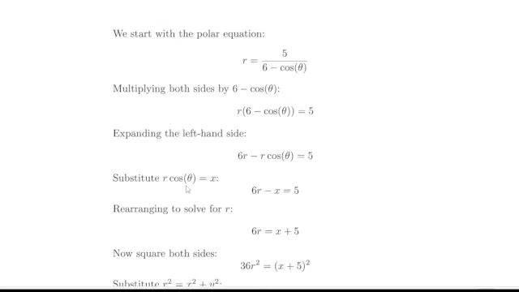Recall that r cosine theta is equal to x, so we have 6r minus x equals 5. We can now add x to both sides to get 6r equals x plus 5. But now we want to replace r eventually with x and y.